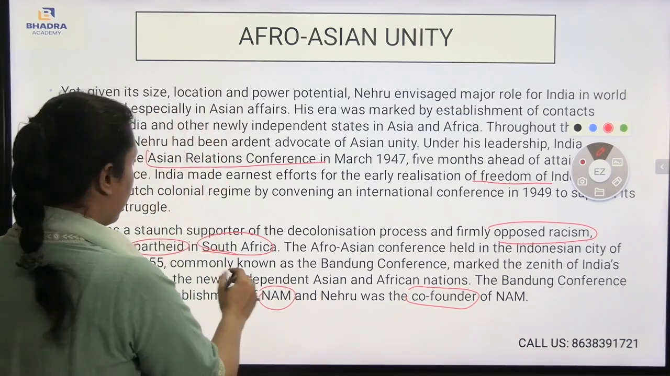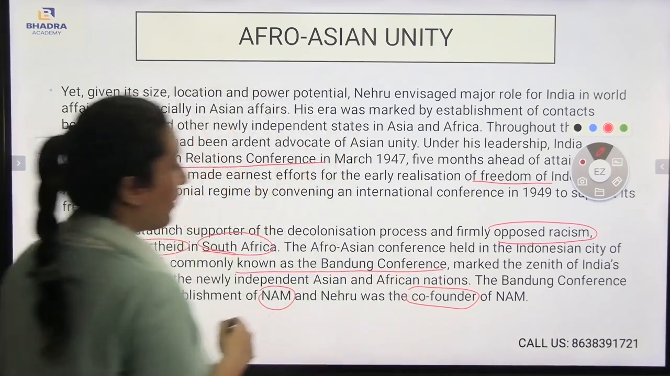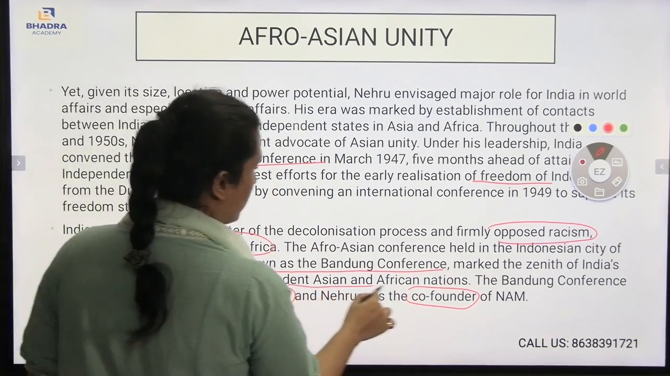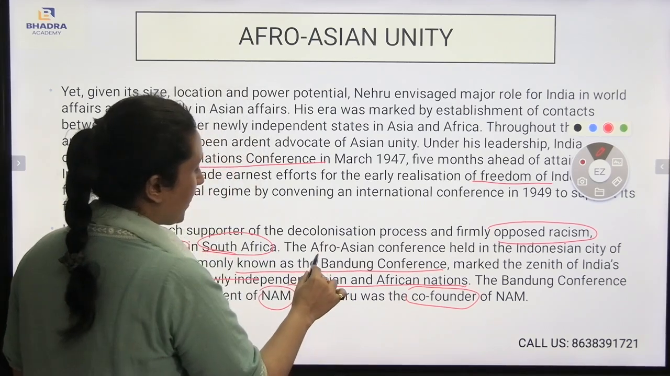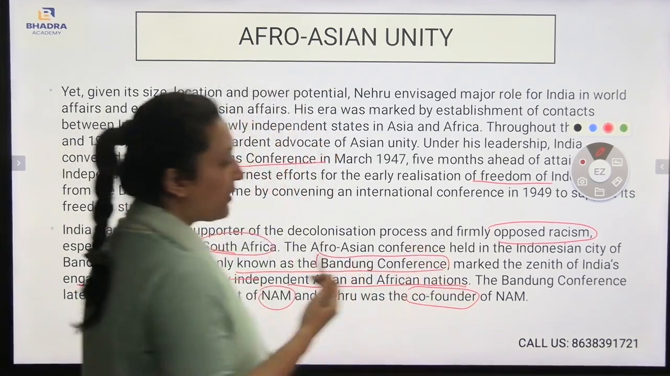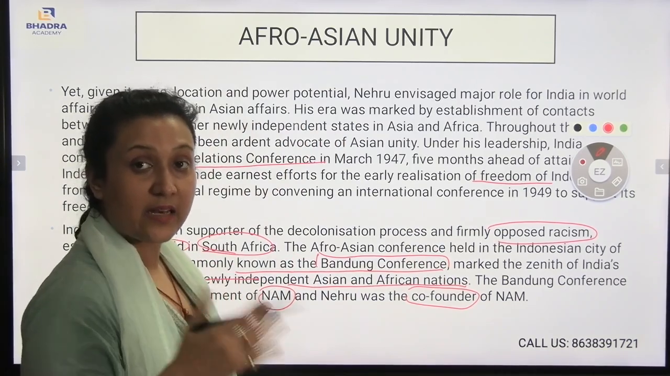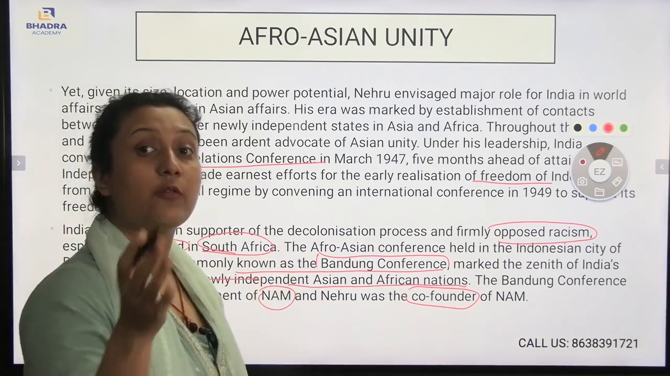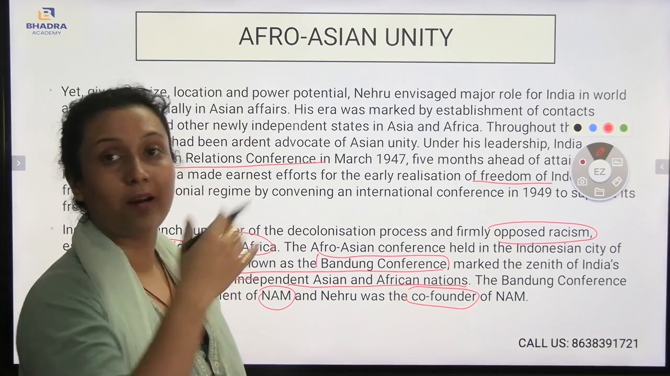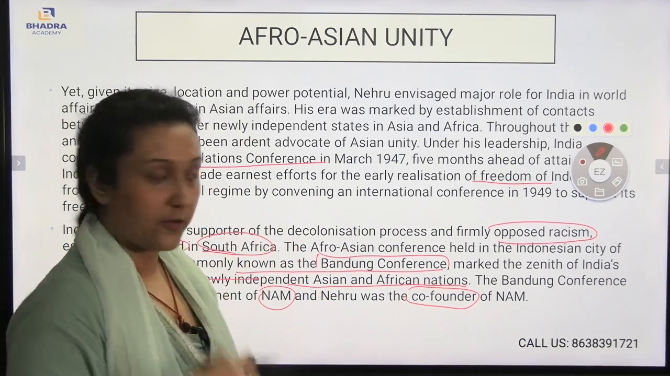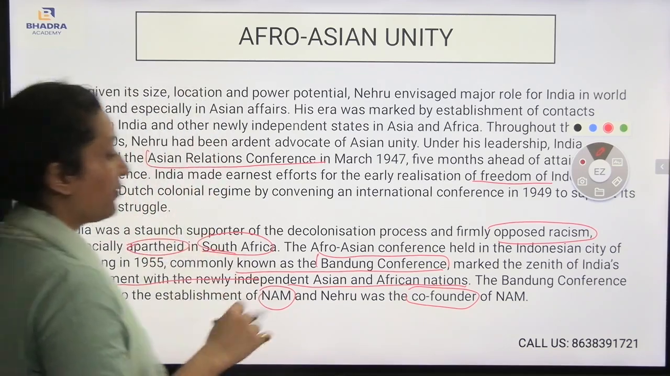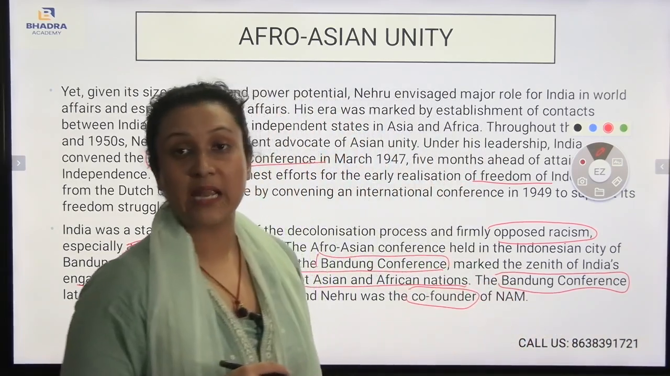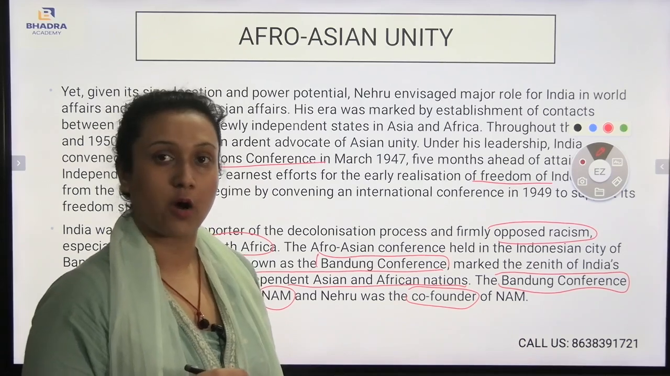Also, here comes the Bandung Conference. You see, the Bandung Conference marks the zenith of India's engagement with the newly independent Asian and African nations. Why did the Bandung Conference come into existence? So that India could have good relations with the other independent Asian and African nations. During that time, India had good relations with the other Asian nations as well as the African nations. And with the help of the Bandung Conference, the non-alignment movement was established, with Jawaharlal Nehru as co-founder.